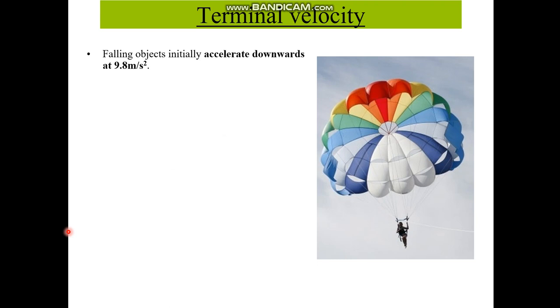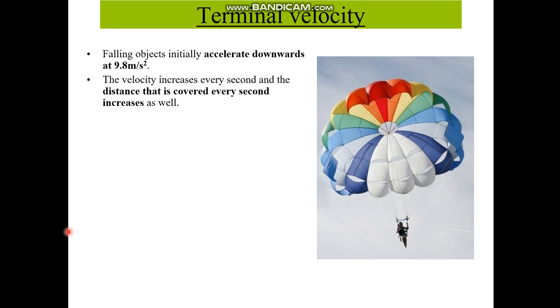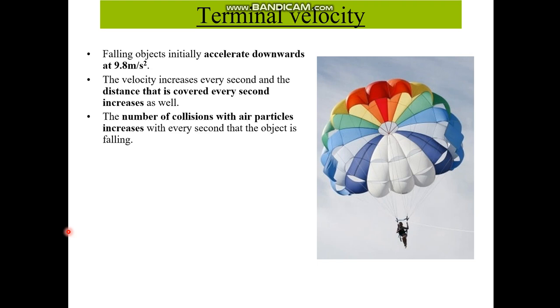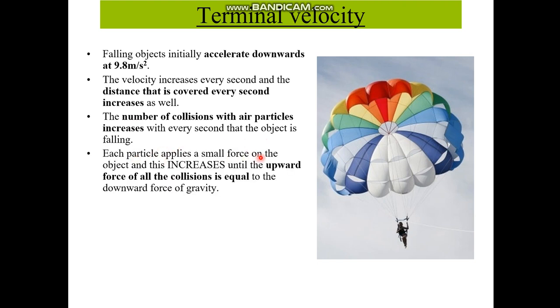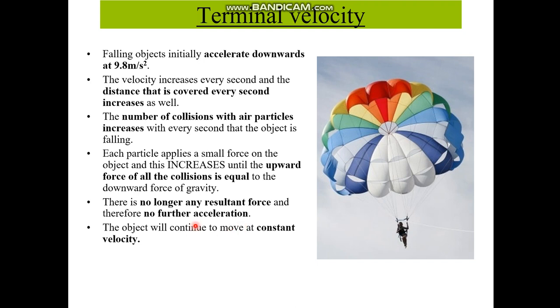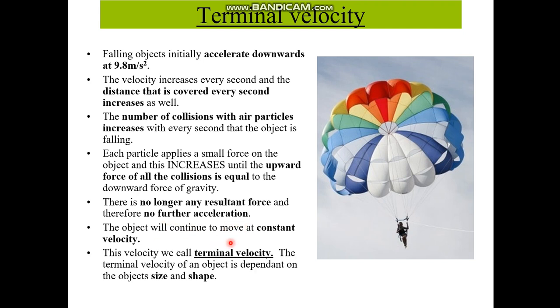So a whole bunch of points. Initially, the object accelerates at 9.8 meters per second squared. That means his velocity is increasing every second, but that means he collides with more air particles every second, which increases the force of friction on him. As the force of friction increases and the upward force of all the collisions increases, it eventually gets to the point where it's equal to the force of gravity. Then he's no longer got any resultant force, therefore no acceleration, and therefore he'll move with constant velocity.